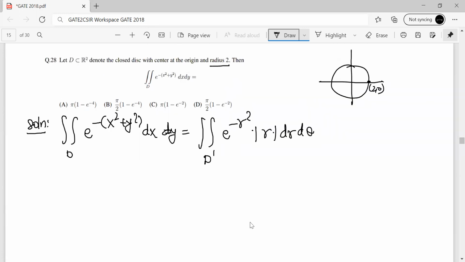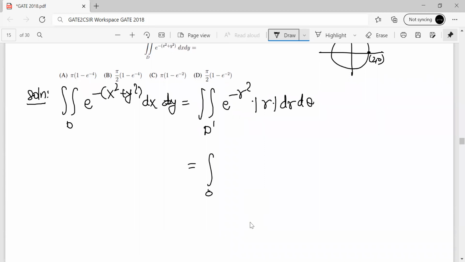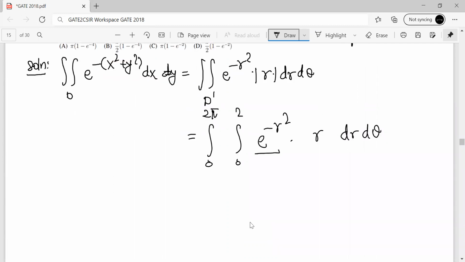In this region, your r is from 0 to 2 and your theta is from 0 to 2 pi. So the integral is 0 to 2 pi and 0 to 2 of e power minus r square into r dr d theta. I'm not going to make any substitution, rather I just adjust this function and its derivative here. The derivative of minus r square is minus 2r.